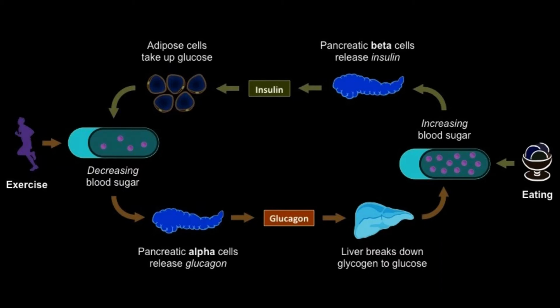What happens once you've eaten? Now, once you've eaten, your blood sugar levels will increase, and because your body tries to regulate it, it will secrete insulin, and pancreatic beta cells release insulin. Once the insulin is secreted, the adipose cells will take up glucose, and once it's taken up that glucose, your blood sugar levels will start to decrease.